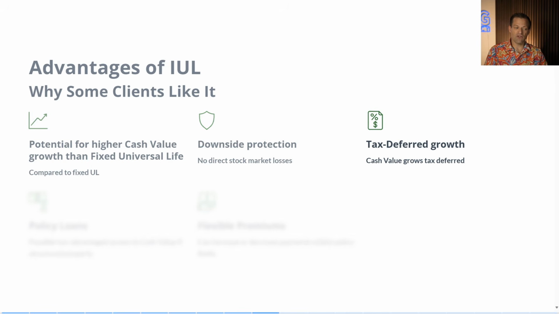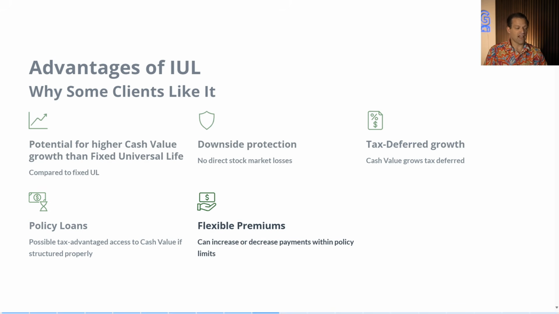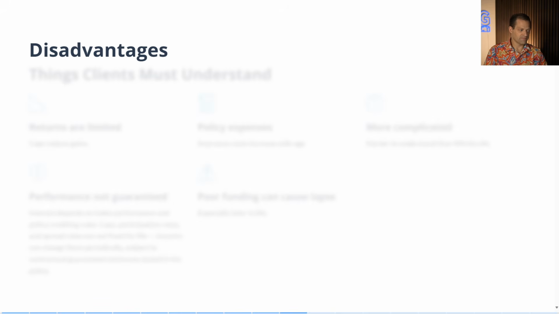So flexible premium and adjustable death benefit are key features that distinguish UL policies from whole life, commonly tested on the exam. So what are some advantages of IULs? So some clients love it because it has a potential for higher cash value growth than fixed universal life. Okay. There's downside protection, no direct stock market losses. That's a huge motivation. There's tax deferred growth. The cash value grows tax deferred. And there are policy loans, which are possible tax advantage access to cash value if structured correctly. And they have flexible premiums, which can increase or decrease the payments within the policy limits.